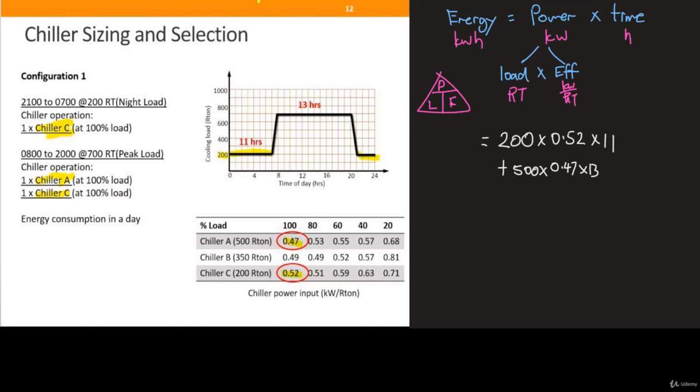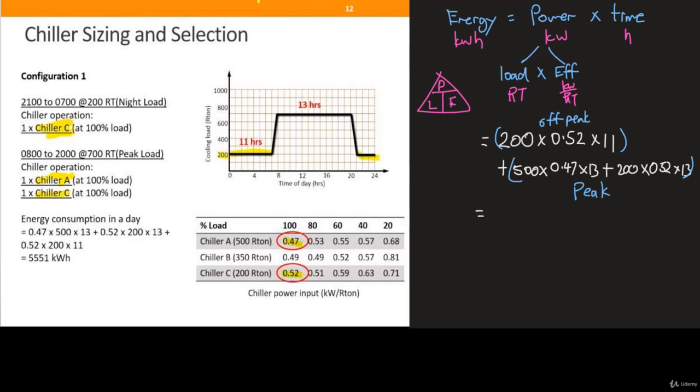And your chiller C, okay, which is 200 ton, multiply by 0.52 multiplied by 13 hours. So these two terms give you the peak. Okay, this one gives you the off-peak. So if you sum them up together, you will get your energy consumption for a day.